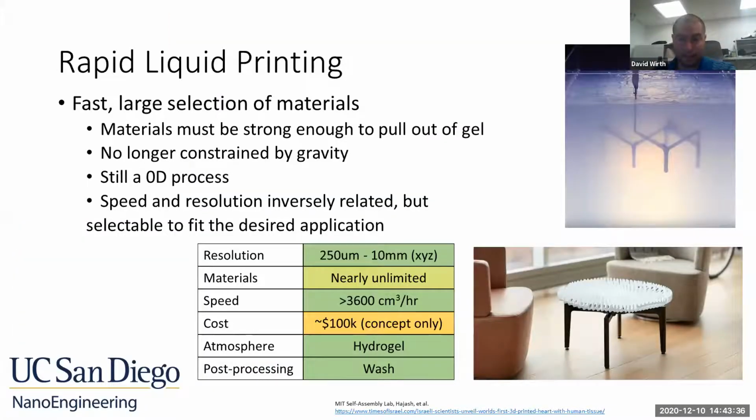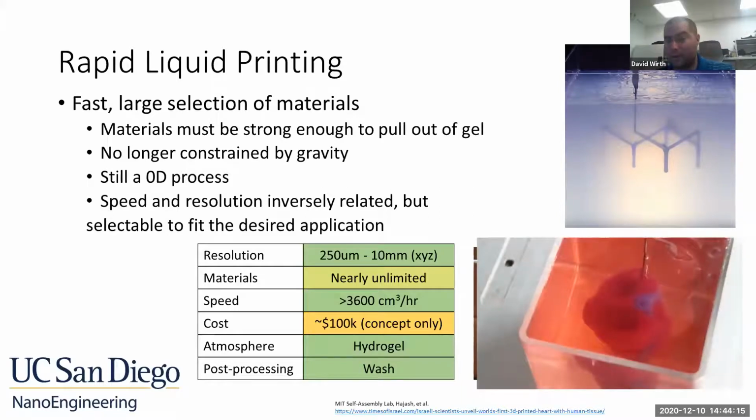So kind of the upgrade to this was a method invented by MIT, which is called rapid liquid printing. And the idea here is just like direct ink writing, you're squeezing something out of a syringe, but you're squeezing it into a vat of gel, and the gel has a similar density, and it's thick enough that the part just stays there as it prints. So you can print very large objects with this without having to worry about overhang issues or geometric limitations. So your parts are really no longer constrained by gravity, which is very useful.